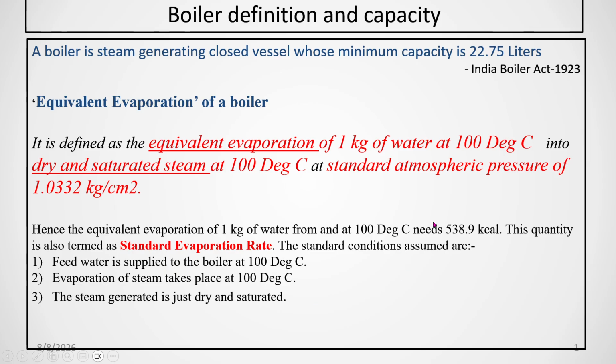At that time, what is the heat required? That is called latent heat. That is 540 kilocalorie per kg.